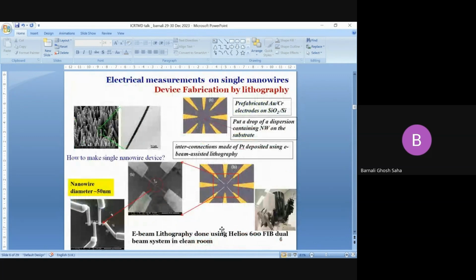Now, how do we do the device fabrication? These are a bunch of nanowires. From there, we have to pick up one nanowire. How? We disperse them on a prefabricated aluminum chrome substrate. These are the contact pairs we made, and we disperse the nanowires over here, select one nanowire and make contact like this by E-beam lithography. And this is the final thing. This is the nanowire, and it is connected with 4 wires. Along with this, we are doing the electrical measurement. And we do this by the Helios dual beam system in our clean room.